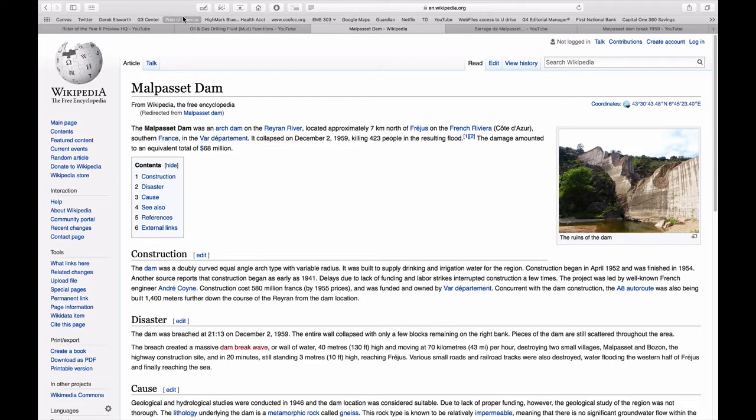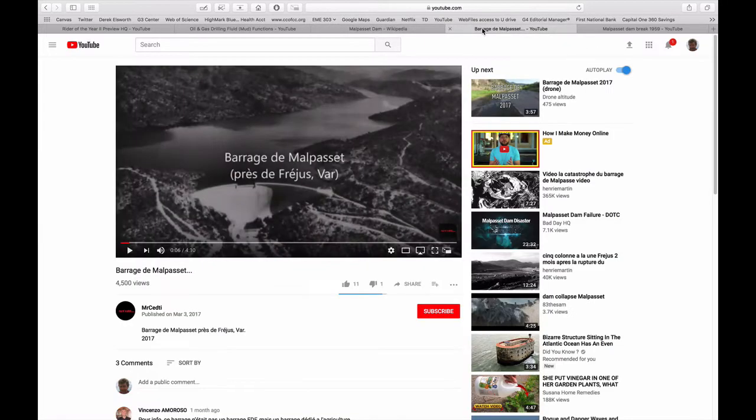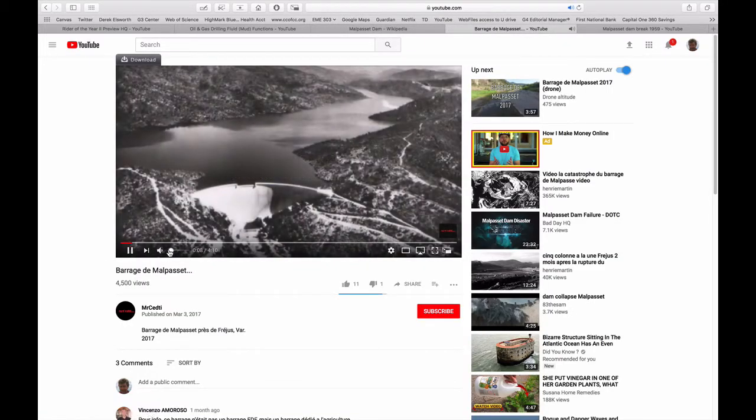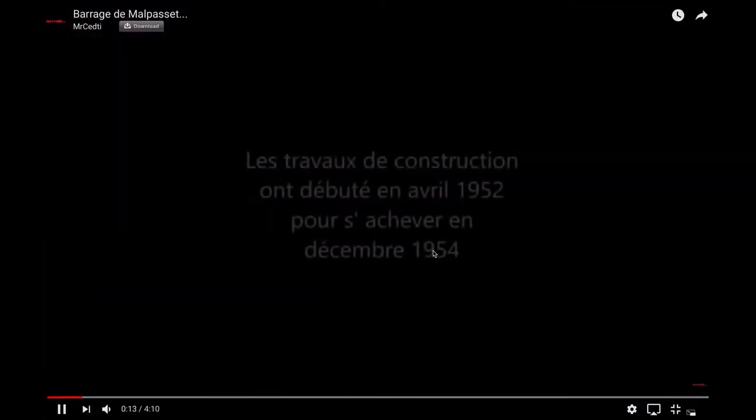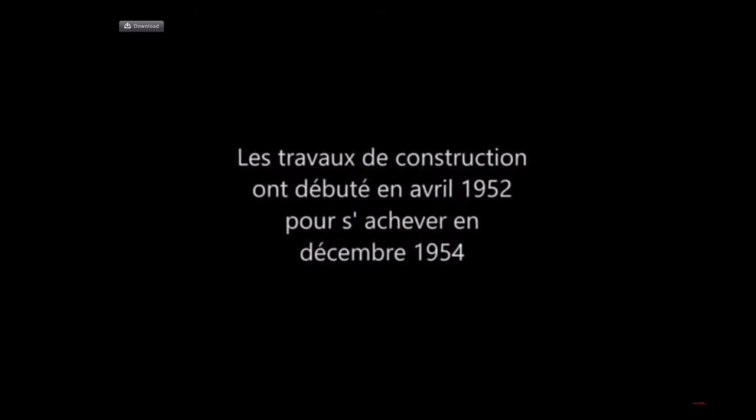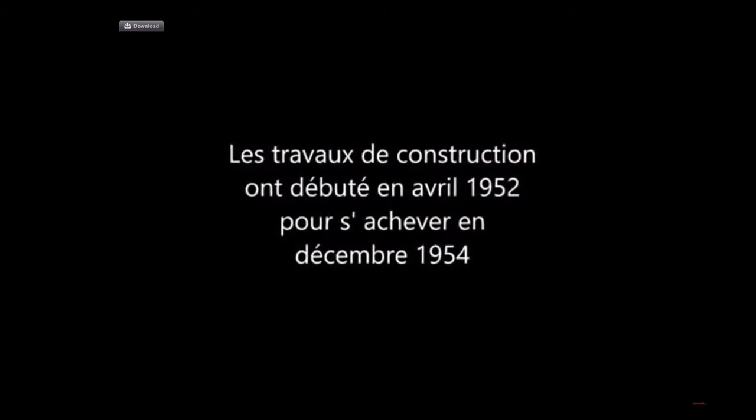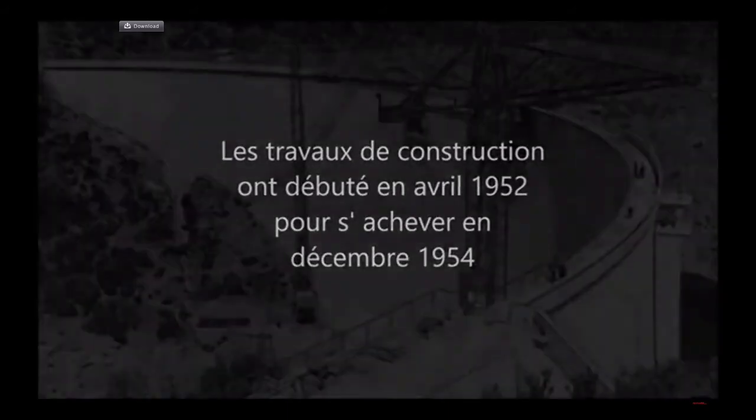Another form of failure, which thankfully we don't see very often these days because now we know about them, is from 1959. The first of these was the Malpasset Dam in the south of France near the French Riviera. It's an arch dam. Actually, there was a pretty decent video, I thought, here. It was an arch dam in the south of France. An arch dam is built across a valley to dam a river. It was constructed in the early 50s.